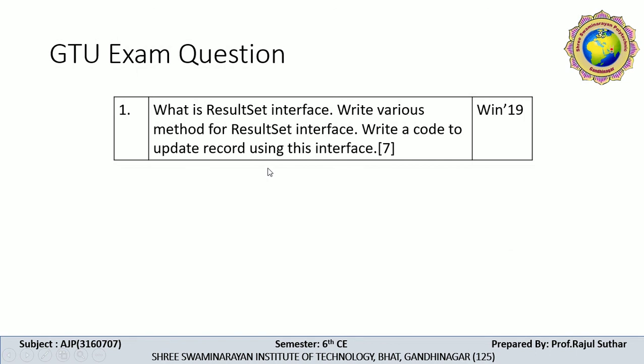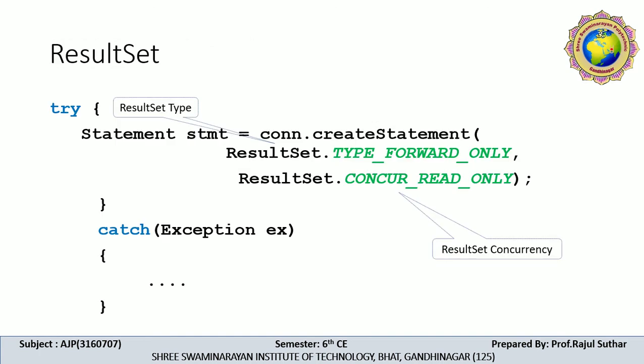In GTU, 7 marks questions are also covered, like what is the ResultSet interface. So you have to write the ResultSet interface definition and write the various methods. We already discussed various methods of ResultSet, and also write code to update the record using the interface. By using this result set type as well as result set concurrency, we can update. Only the code is required, not the whole program, so you can write this code.